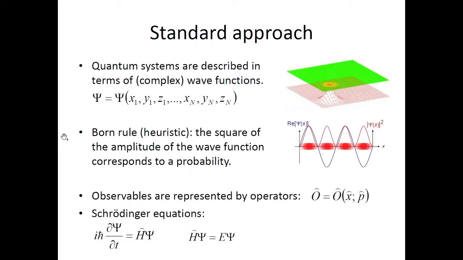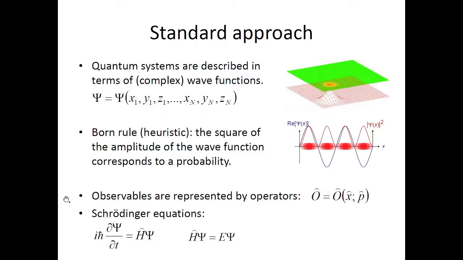We then can use the Born rule, which is a heuristic rule, which explains what kind of information we can get out of the wave function. And what the Born rule tells us is that the square of the amplitude of the wave function, which is a complex function, corresponds to a probability. So if we take the square of the amplitude of the function psi, practically we are going to obtain the probability of finding a particle in a certain area of space.